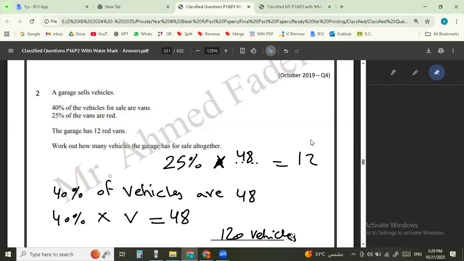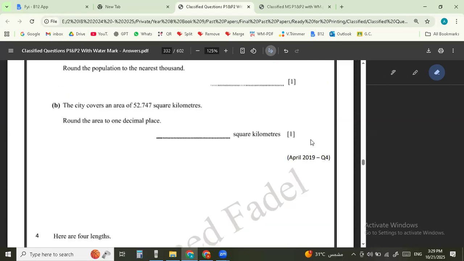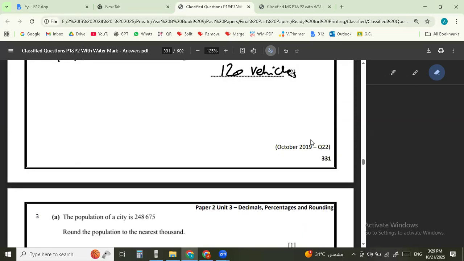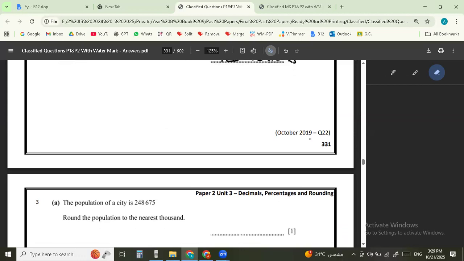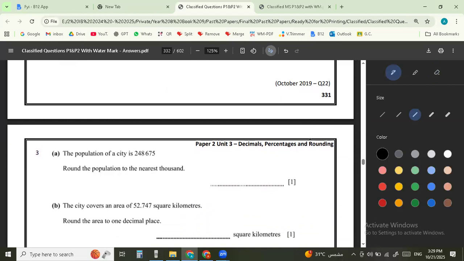The next question. The population of a city is this big number. Round the population to the nearest thousand. Nearest thousand is here, the eight. Eight is the thousands. Look at the digit after it. It is strong, mister. So 2, 4, 9, 0, 0, 0.